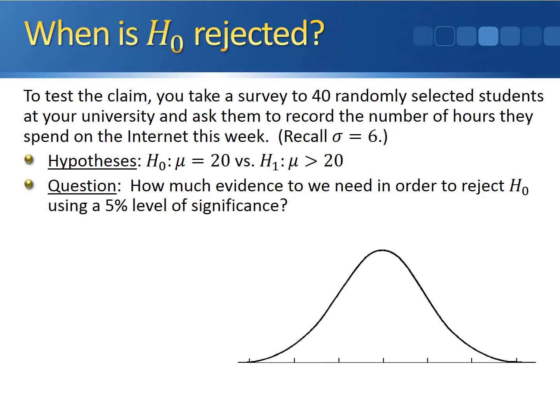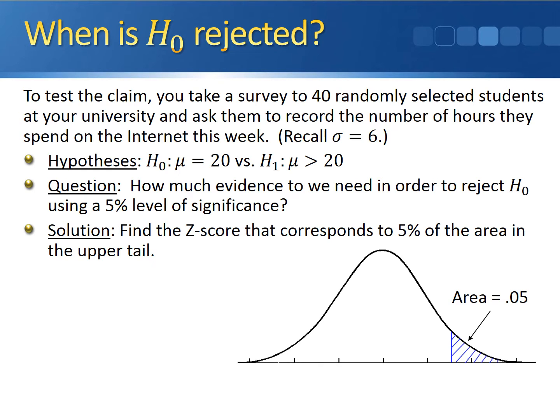To test your claim, you take a survey of 40 randomly selected students at the university and ask them to record the number of hours they spend on the internet this week, keeping in mind that the population standard deviation is 6 hours. So to figure out the first part, we need to know how much evidence we need to reject the null hypothesis at a 5% level of significance. How big does X bar need to be in order for it to be significantly greater than 20?